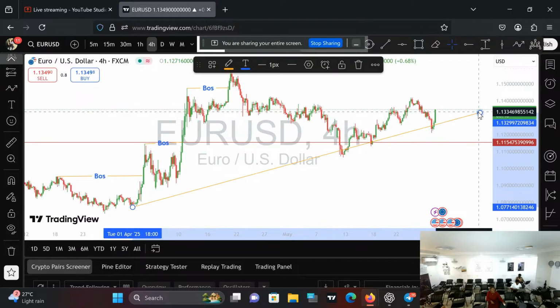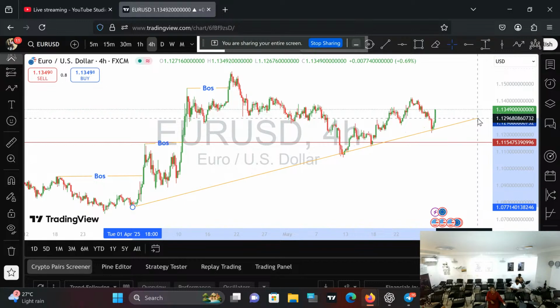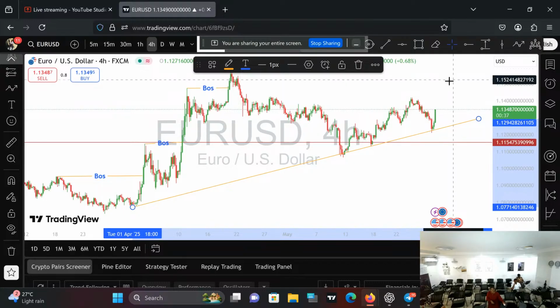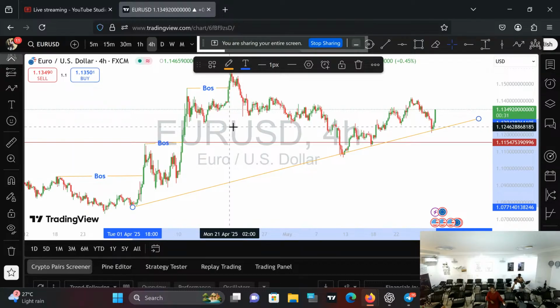So we all know that the market is in an uptrend, so we should be looking for buy opportunities. And we all know that we always trade with the trend, trade following the trend. We never trade against the trend. Alright. So let's go down to the 1 hour.